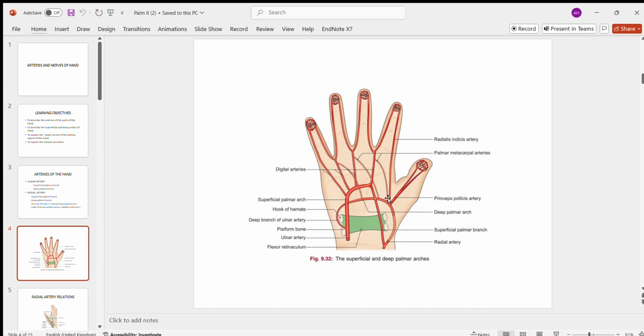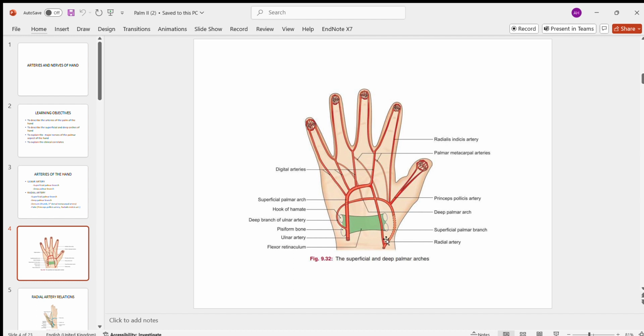Now coming towards the deep palmar arch. The deep palmar arch is mainly formed by the radial artery. So the radial artery enters the palm. It gives a small branch, the superficial palmar branch, which joins the ulnar artery and forms the superficial palmar arch, as I've mentioned earlier.